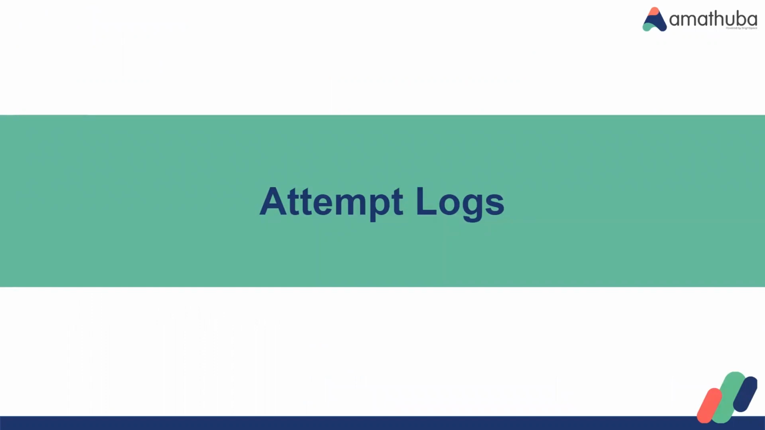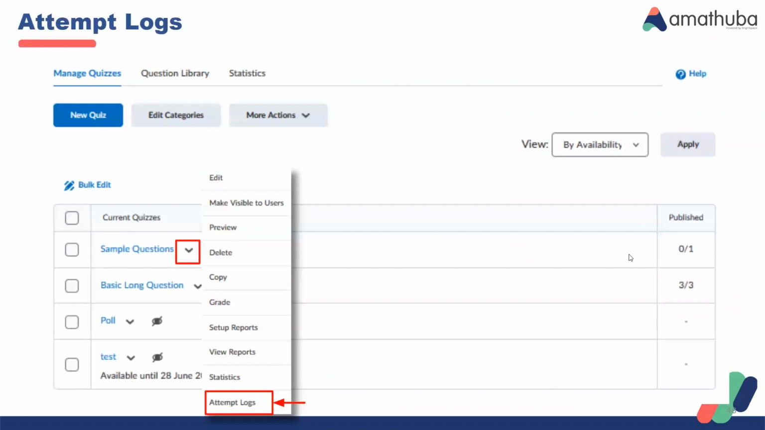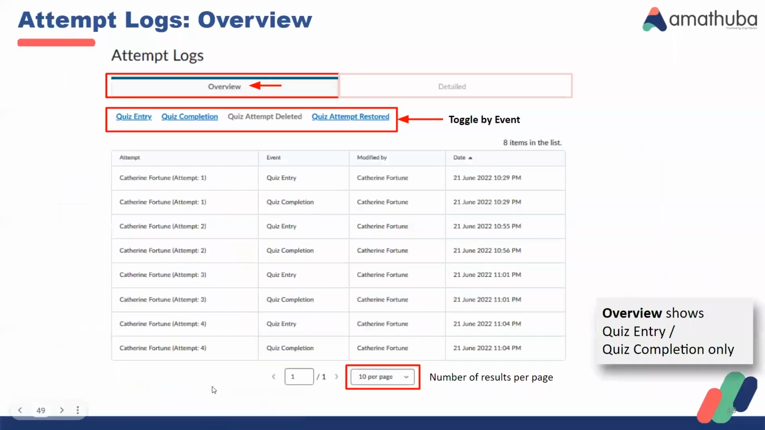And the last thing we're going to take a look at quickly are attempt logs. So as you might expect, this is people who have attempted the actual quiz. So again, you would find this on the action menu of the actual selected quiz where you wanted to see the attempt log. So you would click on the downward pointing arrow, and from the drop-down list, you would pick attempt logs. And on the attempt logs page, there's some information to note at the top.